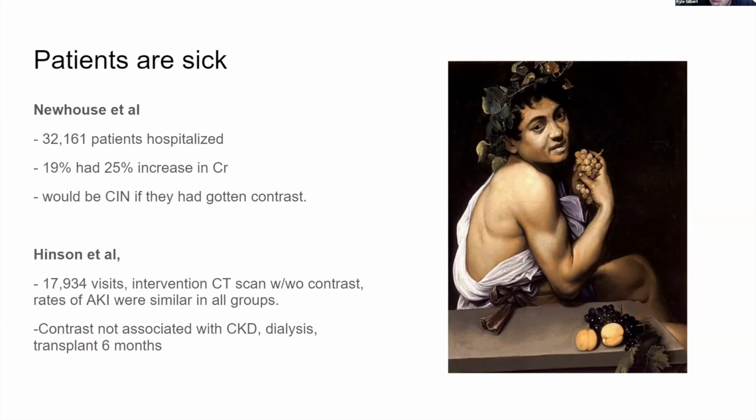This painting is Bacchus by Caravaggio. He was sick in the infirmary. Bacchus is the god of wine, and he's jaundiced. It's one of my favorite paintings.